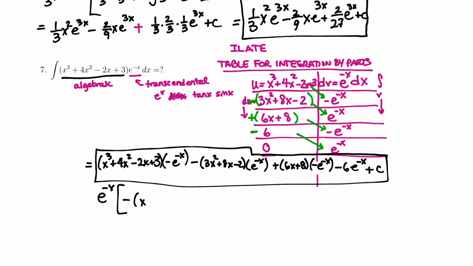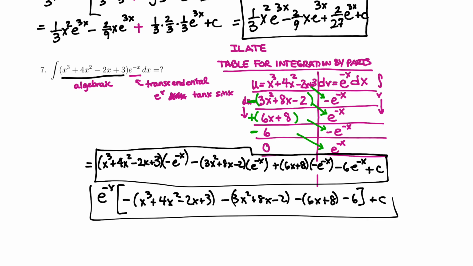And then you would be left with this: minus x cubed plus 4x squared minus 2x plus 3. And then it would be minus the quantity 3x squared plus 8x minus 2, minus the quantity 6x plus 8, minus 6, looks like to me, plus C. And then if you were really, really cool and loved algebra and mathematics, what would you do now? You'd combine like terms. Oh yeah. Well, we get minus x cubed, minus 7x squared, minus 12x, minus 9, minus 15, something like that.